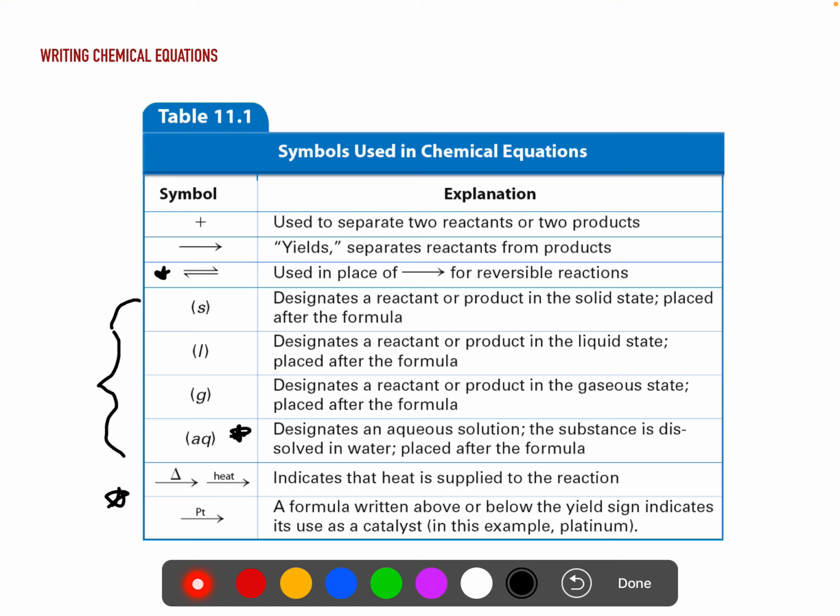These down here talk about things that are going on for the reaction. So if you see a delta, that's what the triangle is, or heat above the arrow, that means that all we did to make the reaction go was heat it up. If you see the symbol of a metal above the arrow, that means that metal was used as a catalyst. So in this case, platinum was used as a catalyst.